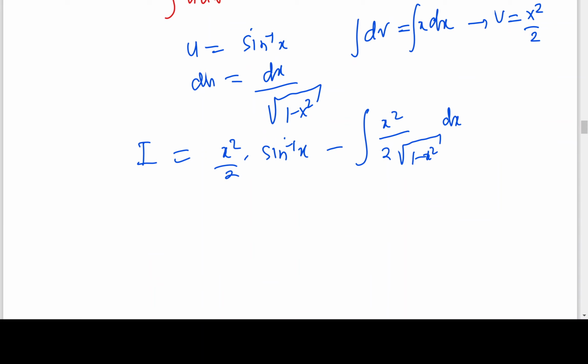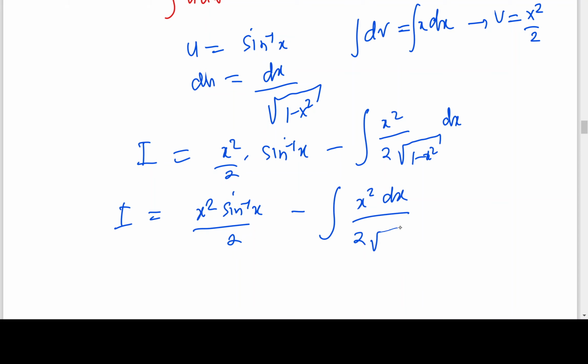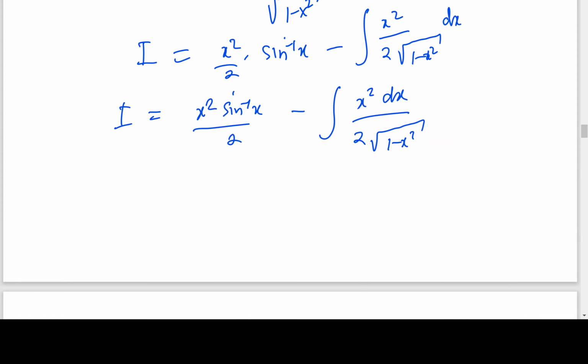So now our integral has become x square sine inverse of x over 2 minus the integral of x square dx over 2 square root of 1 minus x square. So now this integral here is just a normal integral. We are going to deal with it, and later on we are going to combine the answer with the other part. So this integral, let us go with it.